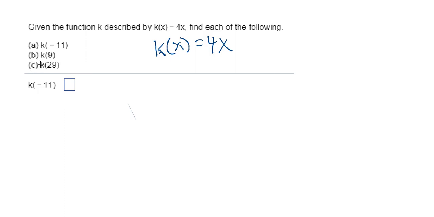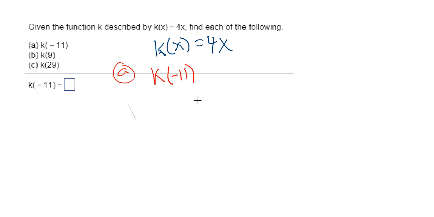We want to find the following. So I don't know if I'm going to do all 3 of these because it'll kind of get repetitive. I'll just do the first 2 and leave the last one for you. Now, it's kind of a big number, but I think you'll get the hang of it after we do the first two. So for part A, we're being asked to find k of negative 11.